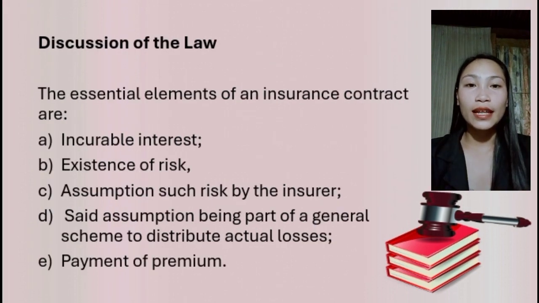The discussion of the law. The essential elements of an insurance contract are: first, insurable interest; second, existence of risk; third, assumption of such risk by the insurer; fourth, said assumption being part of a general scheme to distribute actual losses among those bearing similar risks; and last is payment of premium.